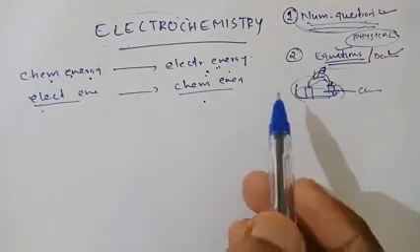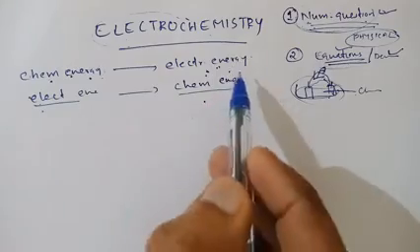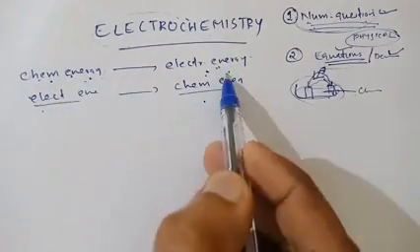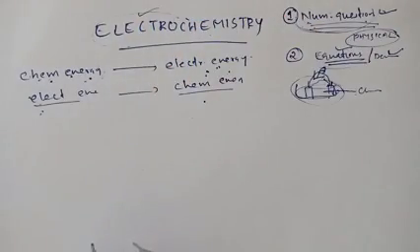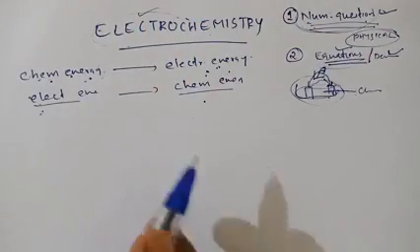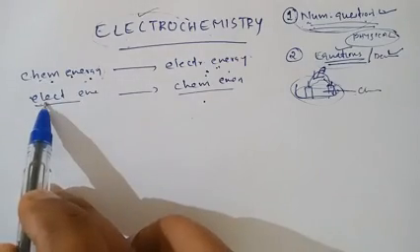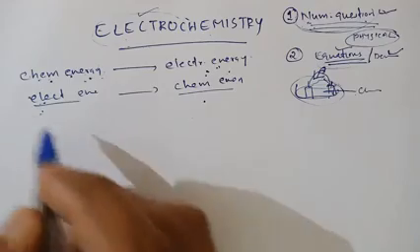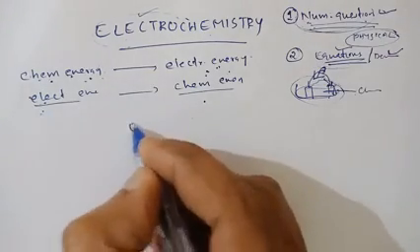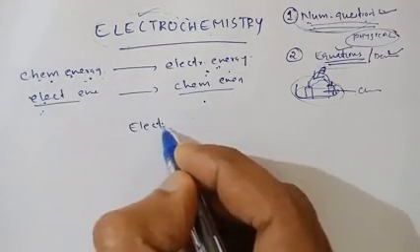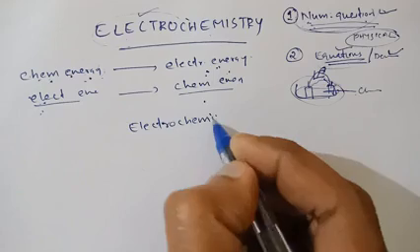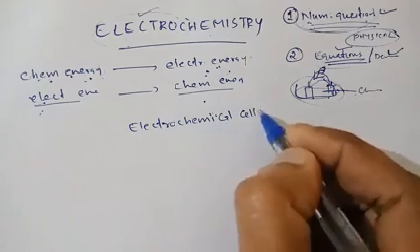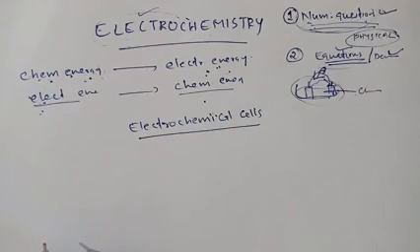The branch of chemistry which deals with the study of chemical energy into electrical energy or electrical energy into chemical energy is known as electrochemistry. So here we will be discussing these two sections. Clear? So we have to study this particular area.